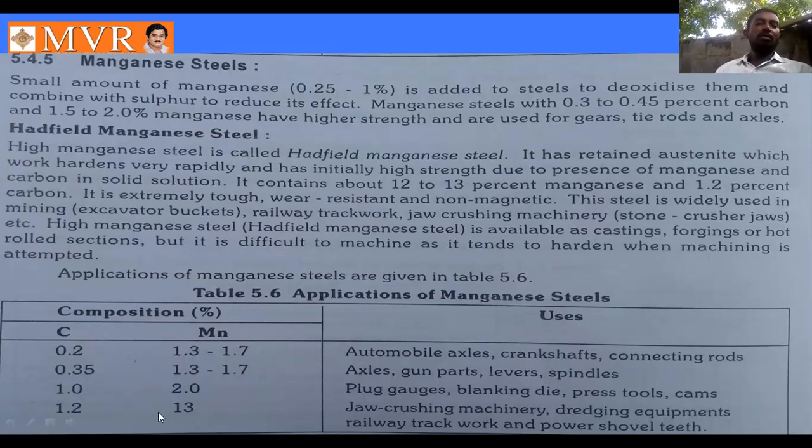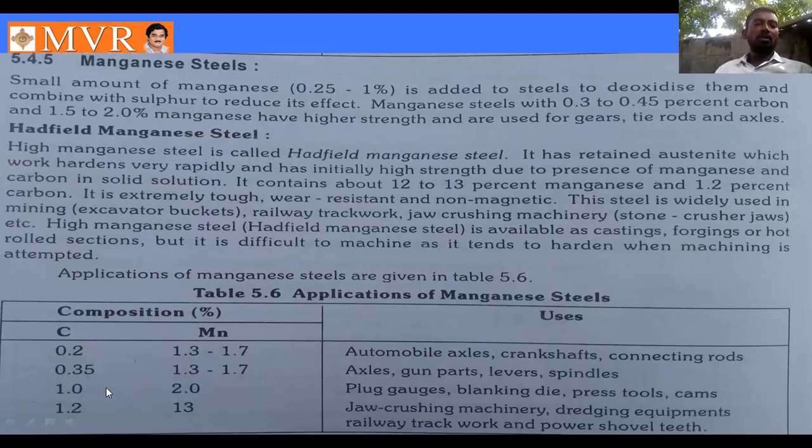Again we are increasing the carbon content. Here 1.0 only was used, and we are increasing it to a maximum of 1.2. Manganese is also increased, to a maximum of 13 percent. Using this manganese steel material we can manufacture jaw crushing machinery, dredging equipment, railway track works and power shovel parts.